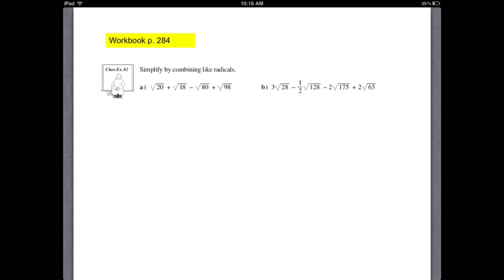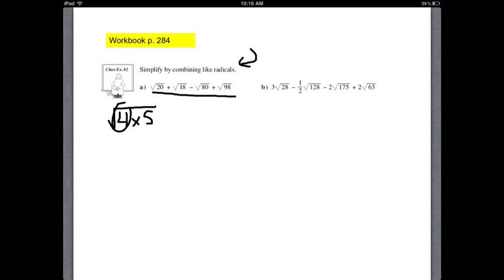For this example, what we're going to do is combine like radicals. Problem is, taking a look at them, none of them are like. However, we can fix that by turning them into mixed radicals. Let's start with A. So root 20 can be broken down to 4 times 5.